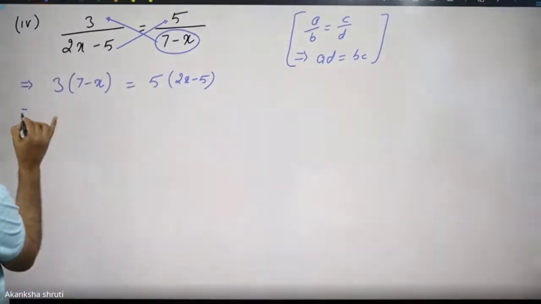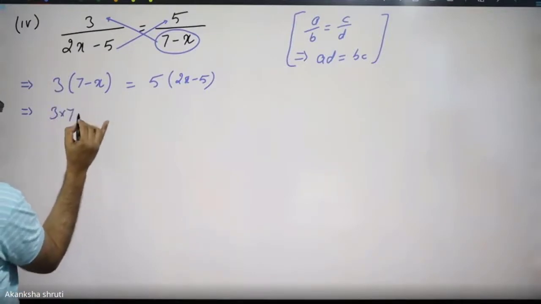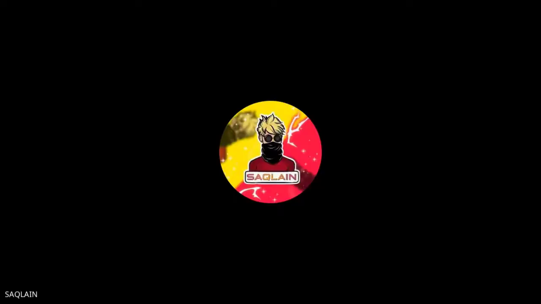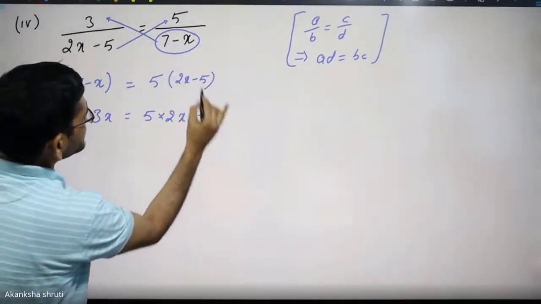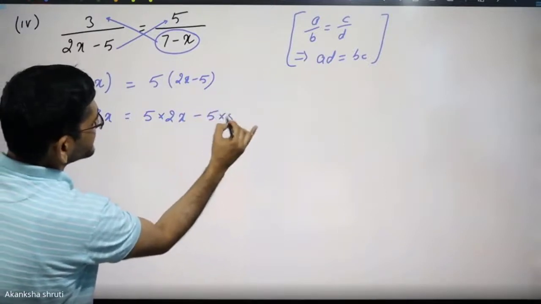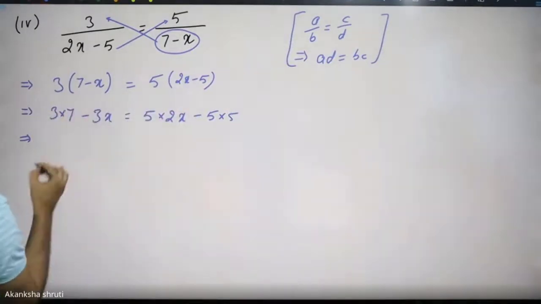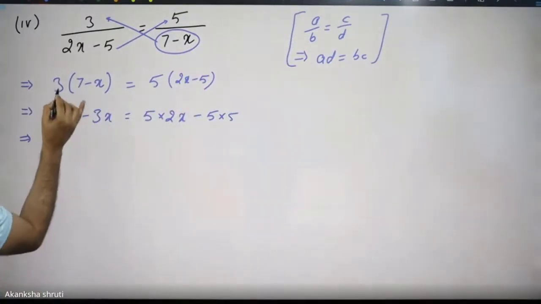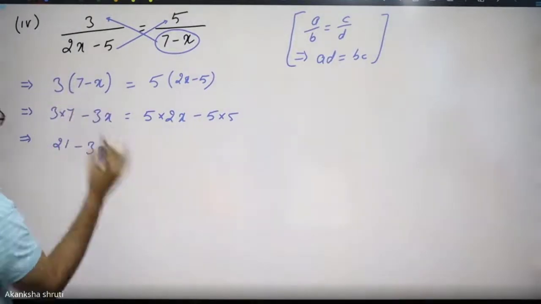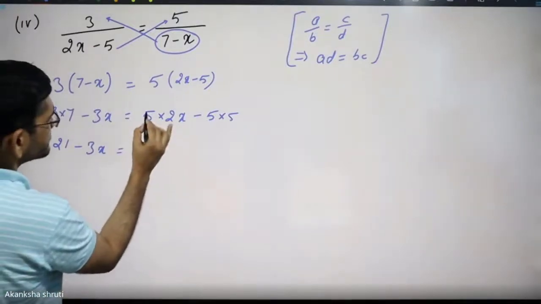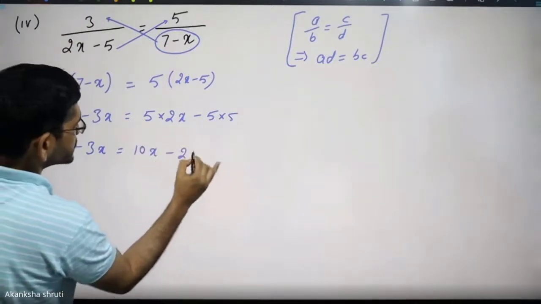A student, what does it become? 3 into 7 minus 3 into x is equals to 5 into 2x minus 5 into 5. I have written this step to make you understand. Here we are using the distributive rule. Otherwise, you may write directly 3 sevens are 21 minus 3x, 3 into x is 3x, is equals to, now this 5 will multiply with this 2. It becomes 10x minus 25.